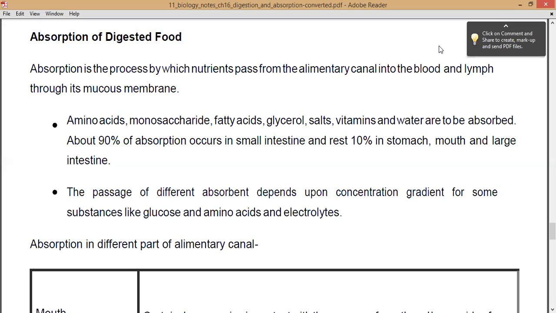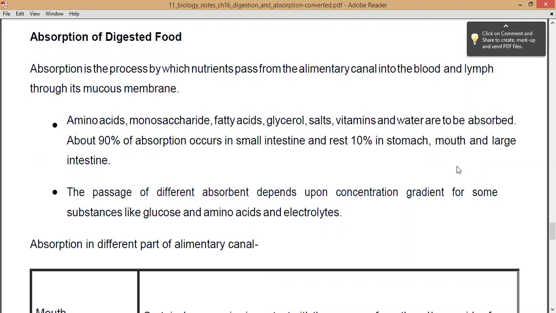Then fatty acids, that is the lipid content, which is split into two things, that is fatty acids and glycerol. Then several salts, which you are also getting from the food you are taking in. Then several vitamins as well as water. All these things need to be absorbed by your body, right?